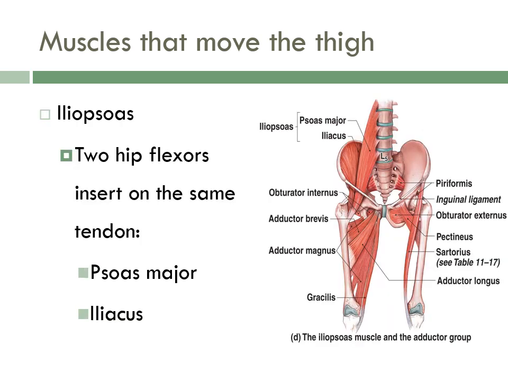The iliopsoas, oh here, this is a better picture. So now you can see adductor magnus, adductor brevis, and adductor longus. All of these on the medial side are your adductors.